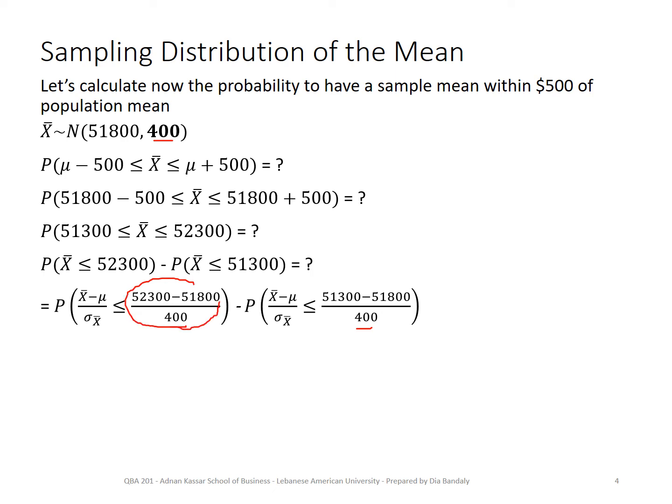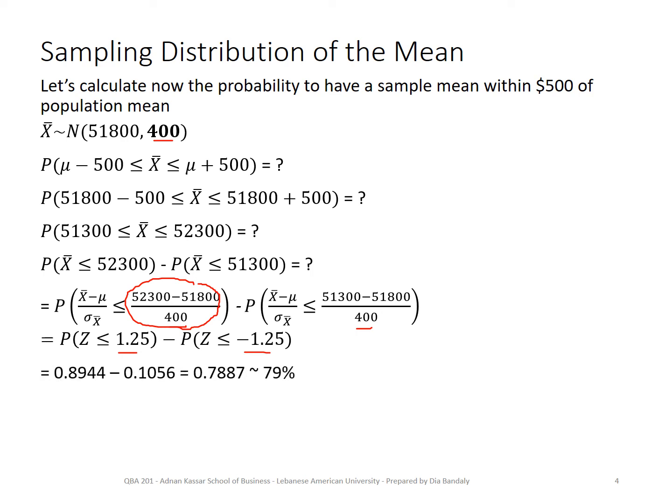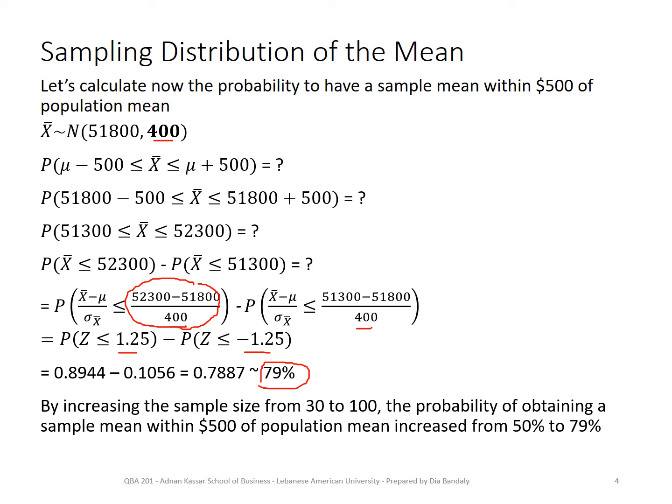When the denominator is now less, the z will be greater, right? And as expected, now the z's are 1.25 and minus 1.25. What we can do now is go to the table, read these areas in the table, and we get 79%. Huge, right? So compared to the previous one, by simply increasing the sample size from 30 to 100, we are now able to increase our confidence from 50 to almost 80%. That's huge, right? So that's a very good boost for our inference.